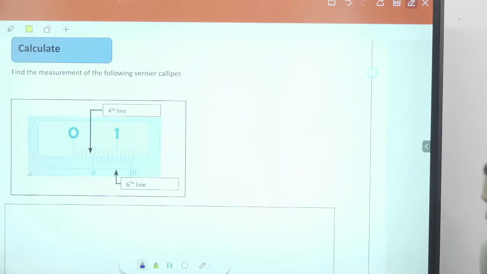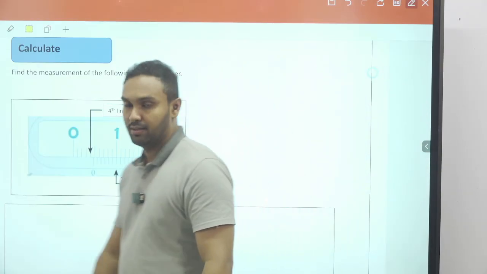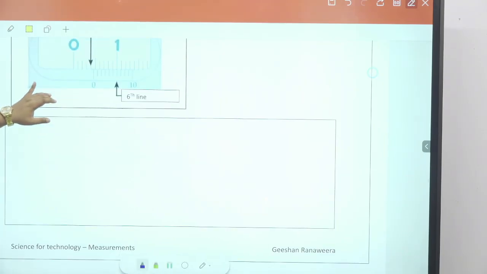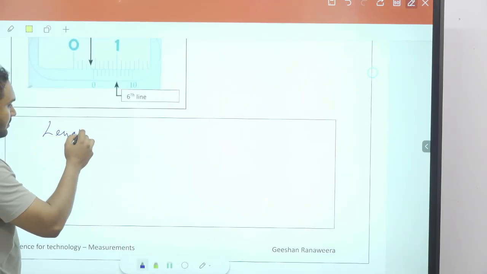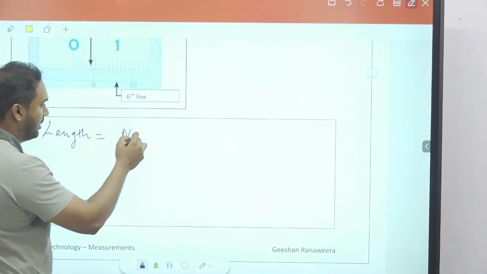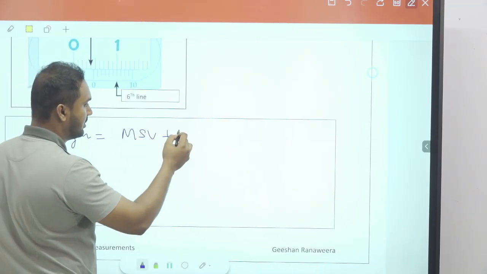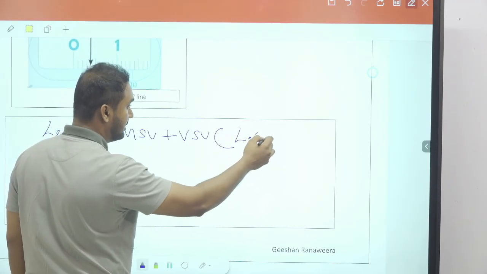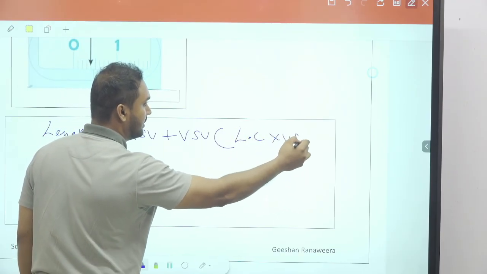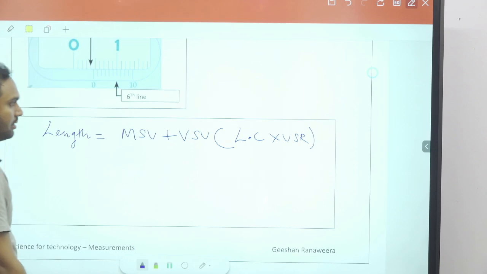Done? Shall we check it? So you have to write the formula. Length equals MSV plus VSV, and the VSV is LC into VSR, right?